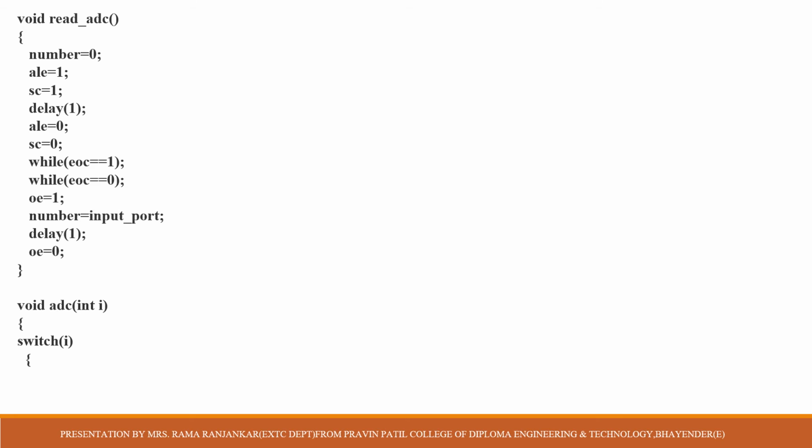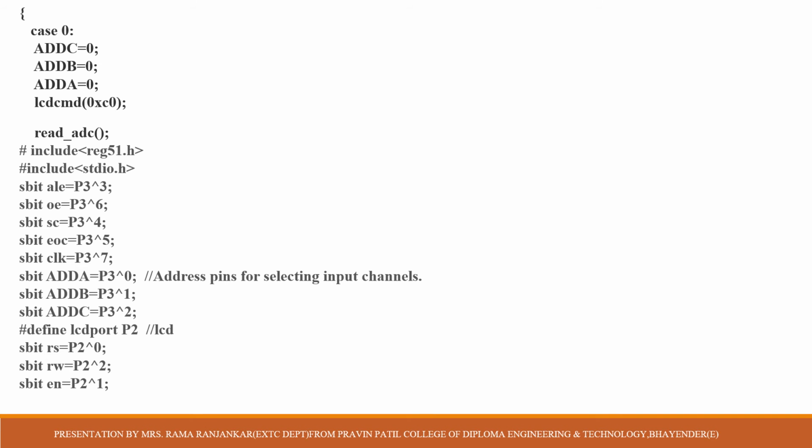Now this is a program for ADC. So in this part the pins of ADC are assigned or initialized. So here ALE, start of conversion, end of conversion, all these pins are assigned here. Now here address pins are assigned and it shows the status, such as ALE is equal to P3.3. So the pins we have used on the 89C51 for ADC, we have to initialize those pins here.